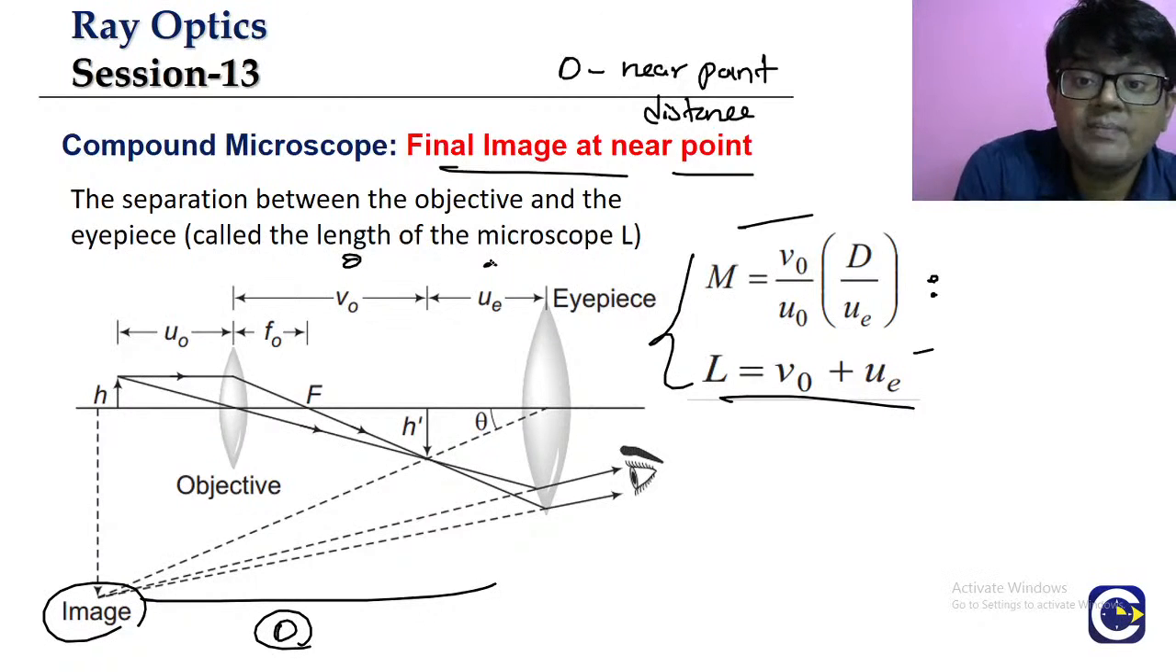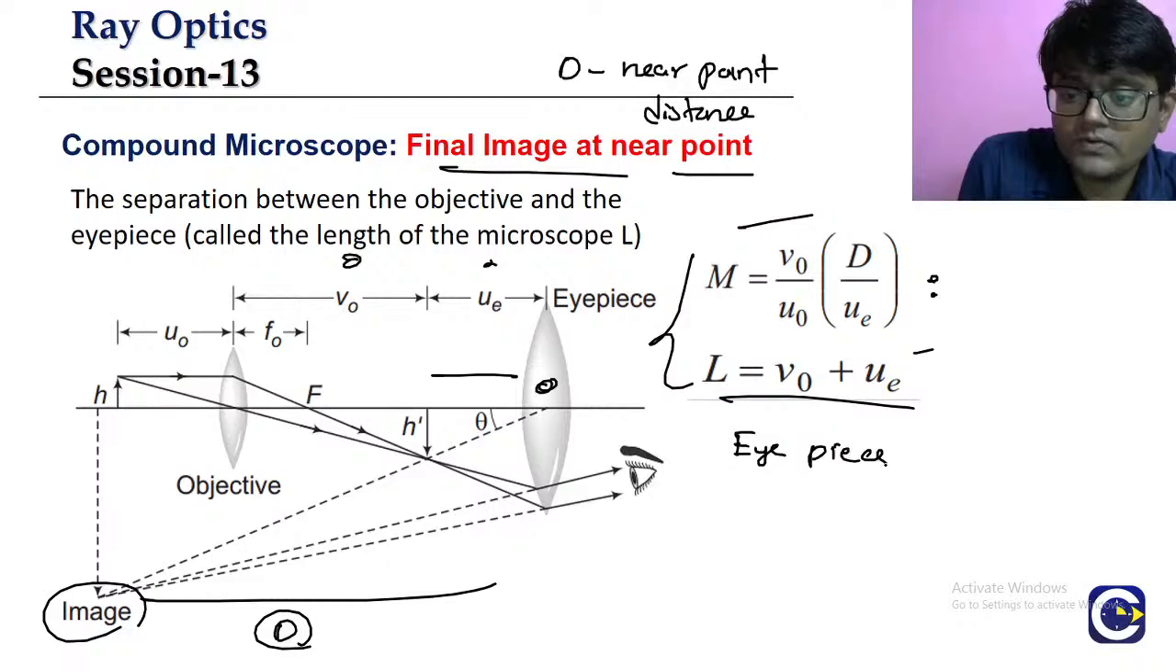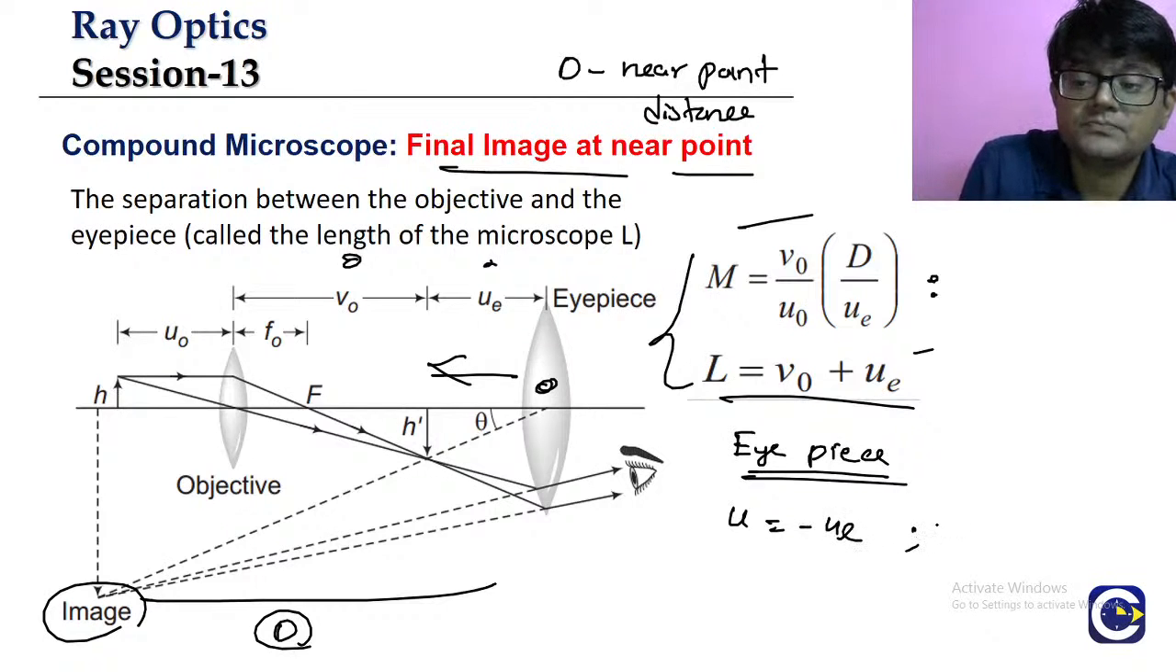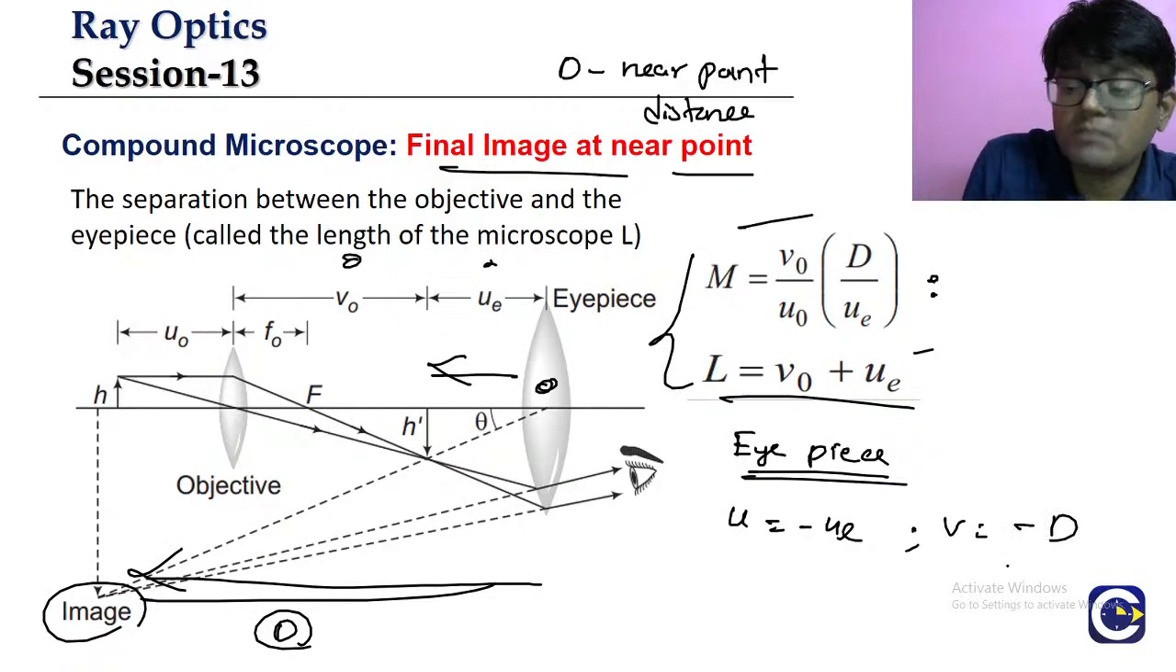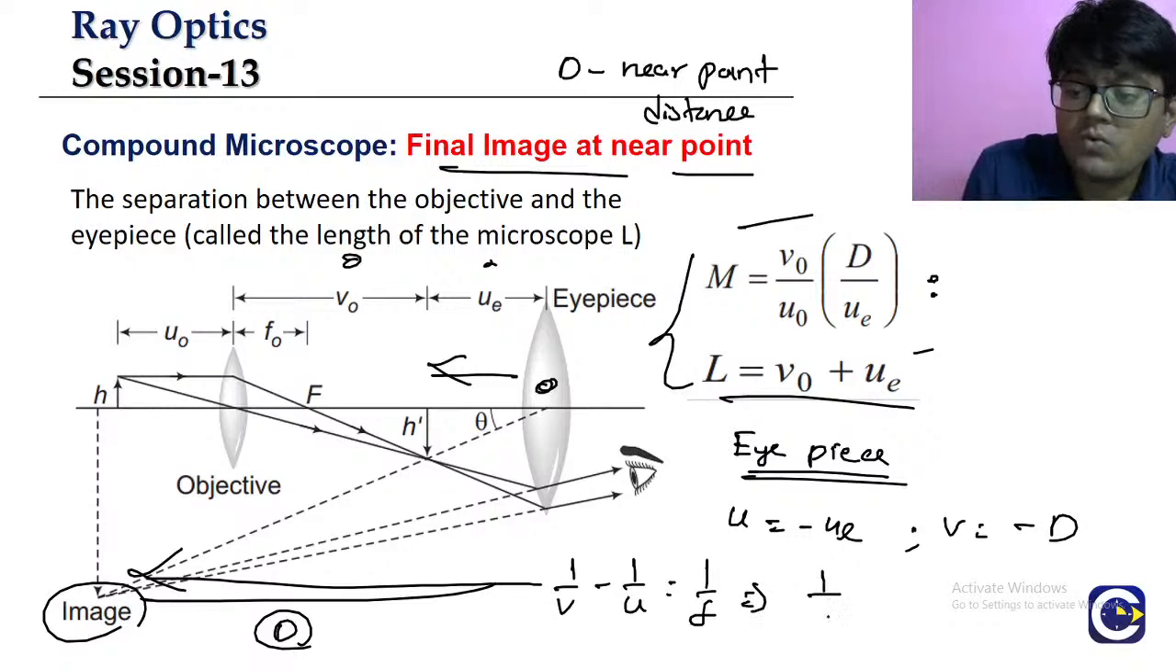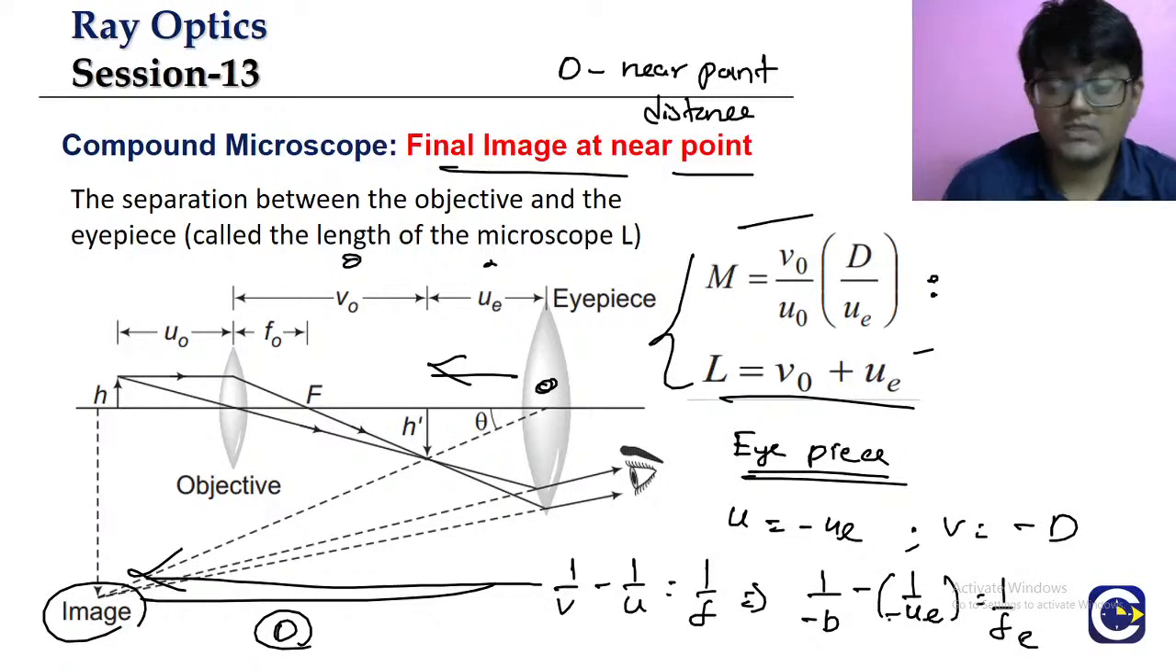So here we are looking at the final image formed at the near point. For this, look at the eyepiece. Object distance U, we are measuring it to the left side, minus UE. Image distance V, that is also measured to the left side, minus D. What is the lens equation? 1 by V minus 1 by U is equal to 1 by F. Means 1 by minus D minus 1 by minus UE is equal to 1 by FE. This is the eyepiece focal length.